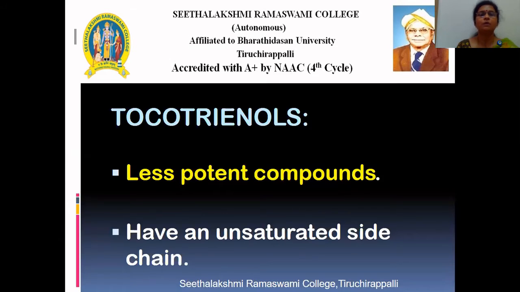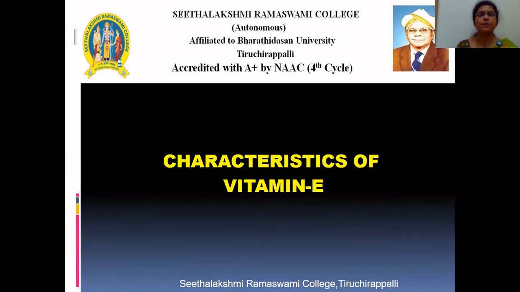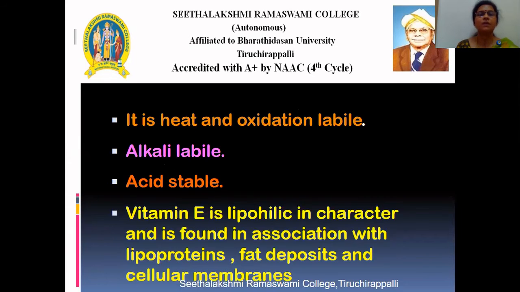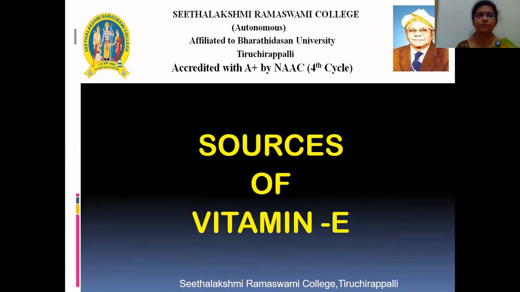Now we are going to see about tocotrienols. Tocotrienols are less potent compounds and have an unsaturated side chain. The characteristics of vitamin E: it is heat stable, oxidation labile, alkali labile, and acid stable. Vitamin E is lipophilic in character and found in association with lipoproteins, fat deposits, and cellular membranes.